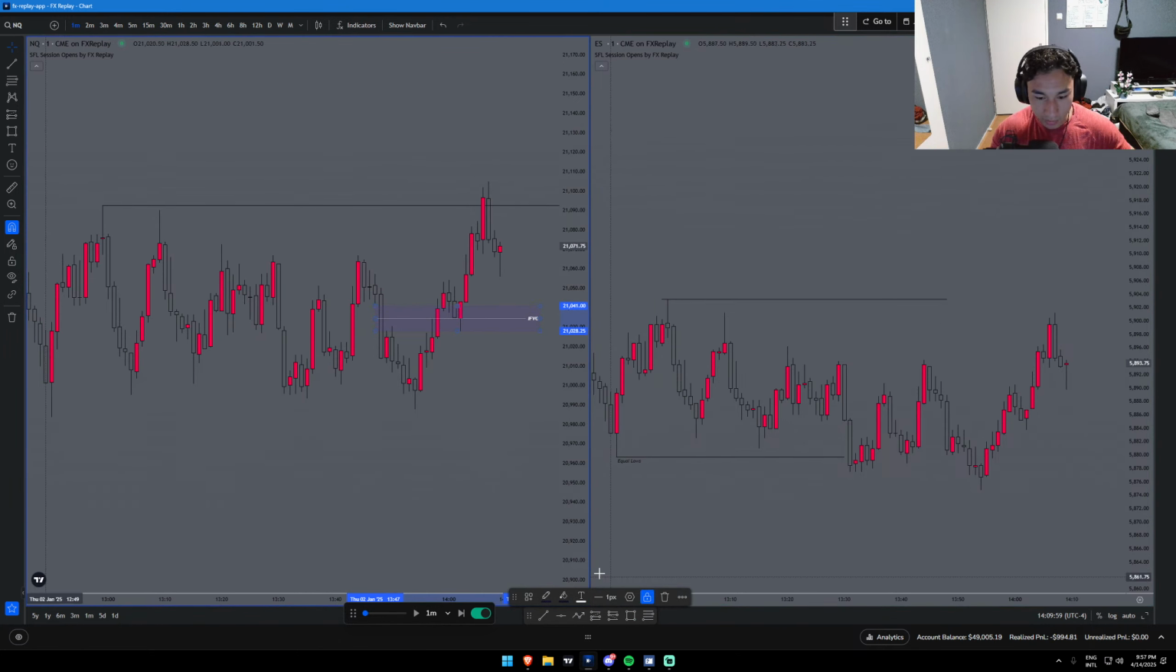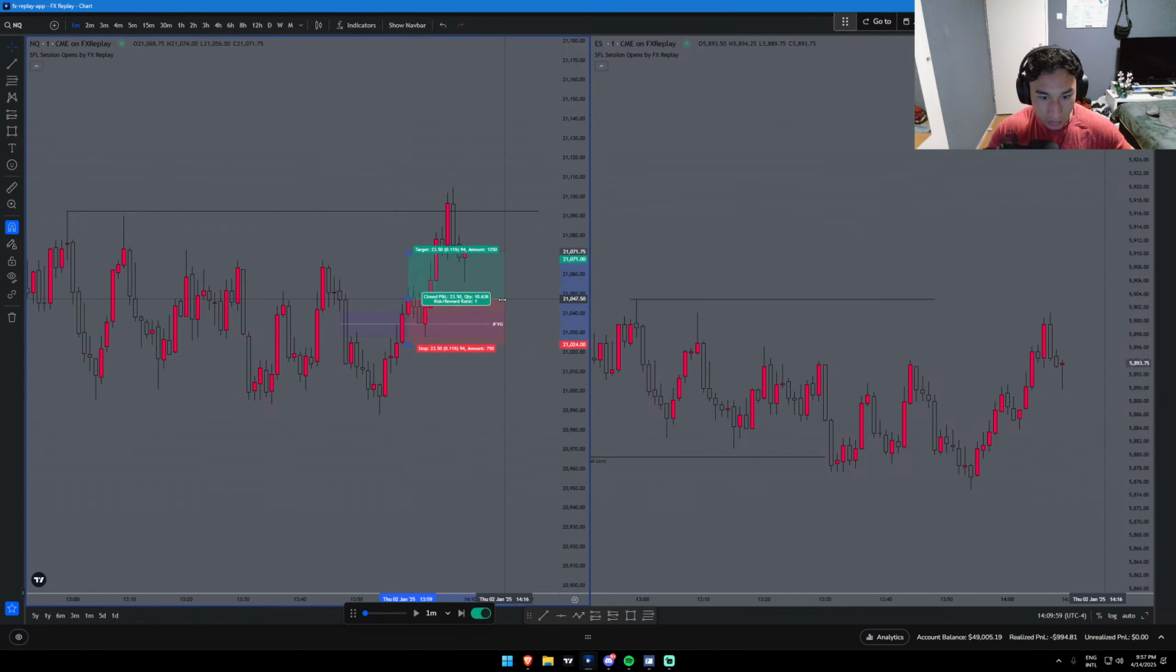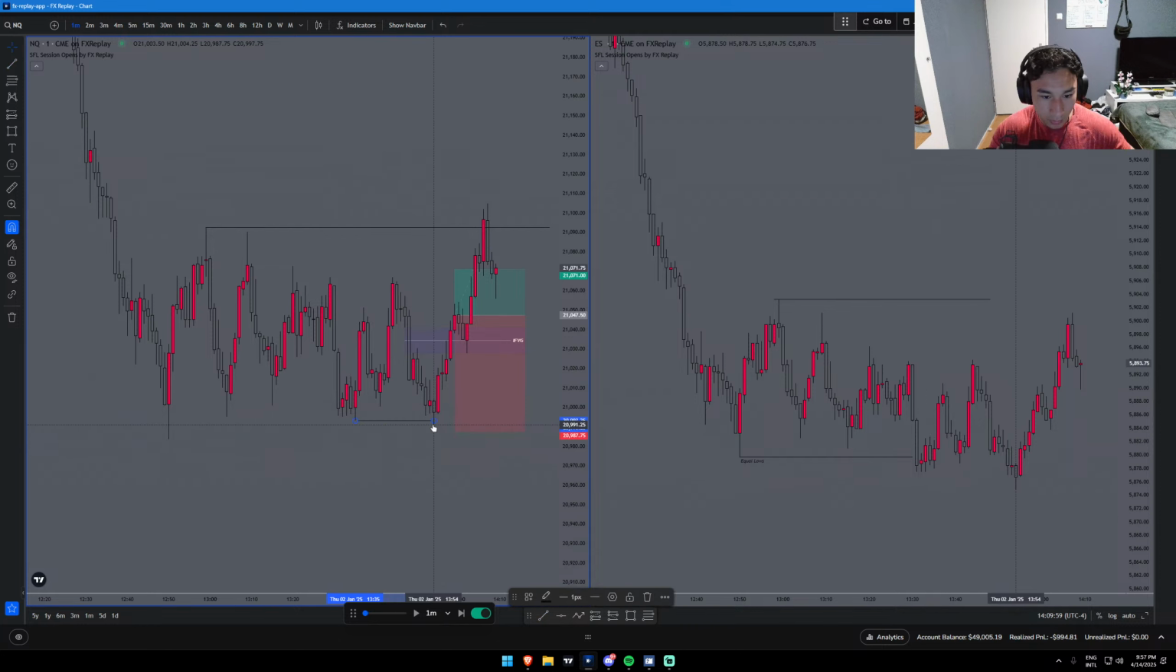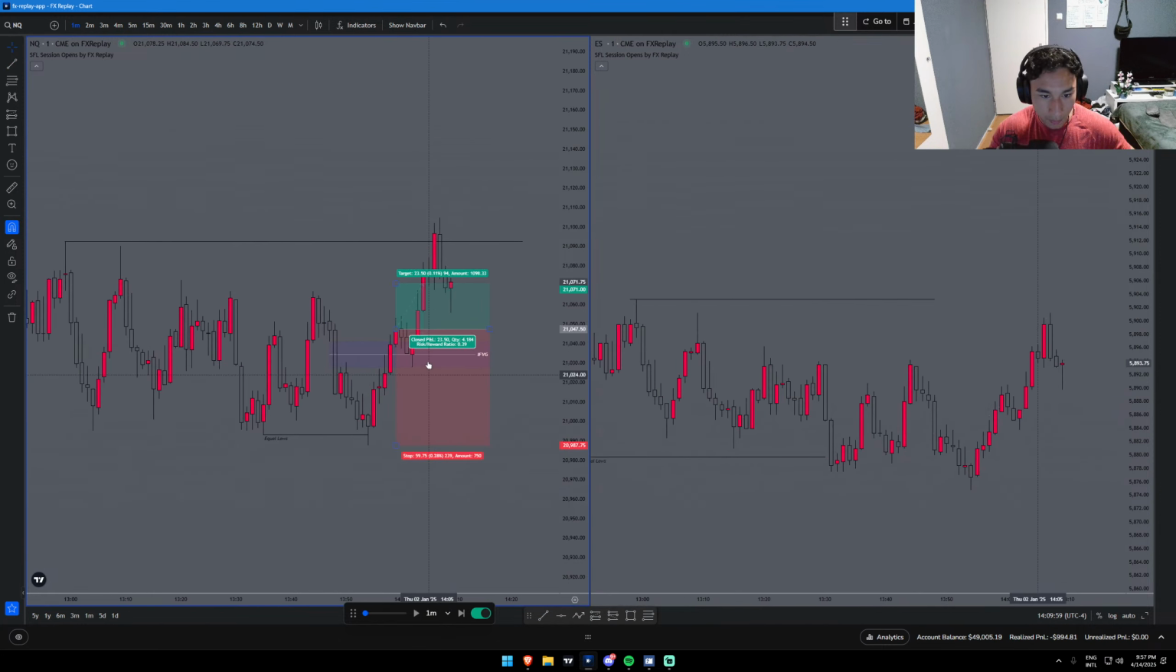Is this TP? I don't even know, but let's see. So closure above there. Here. So got the equal lows. Okay, so break even here. This would be my TP. Let's see if we hit that.